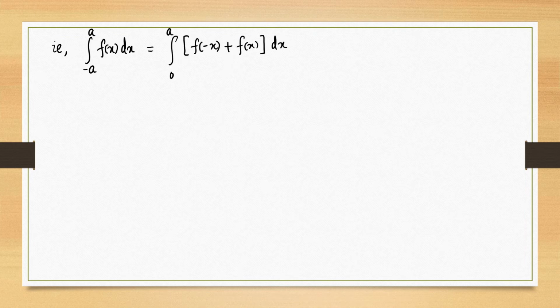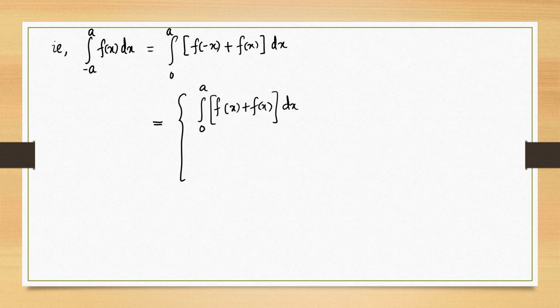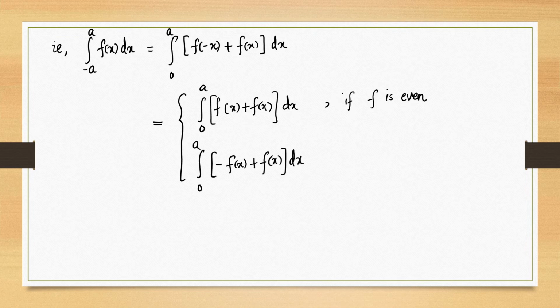We have the integral from minus a to a of f(x) dx equal to the integral from 0 to a of f(minus x) plus f(x) dx. Now, according to whether f is even or odd, we will be having two different conclusions. The integral from minus a to a of f(x) dx will be equal to the integral from 0 to a of f(x) plus f(x) dx if f is even, because when f is even, we can replace f(minus x) by f(x). And when f is odd, we can replace f(minus x) by minus f(x).